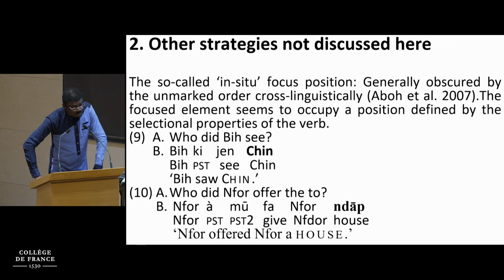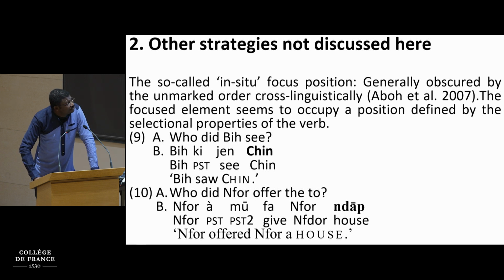Okay, there is also what is commonly called in the literature in situ focus. But I'm tempted to say that there is actually no in situ focus, but that's another debate. I will not talk about it here. The cases in point, if you have 9 and 10, who did BC, and you have BC chin, this strategy is also possible without any morphological marking. Or in 10, who did for offered the house to, and then you have house in situ, in quotes. So I will not talk about it as well.